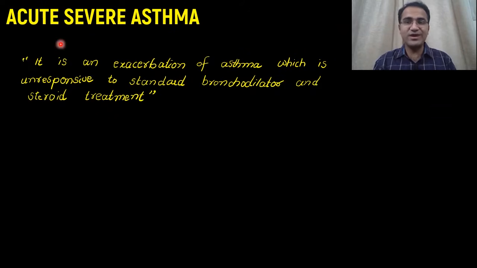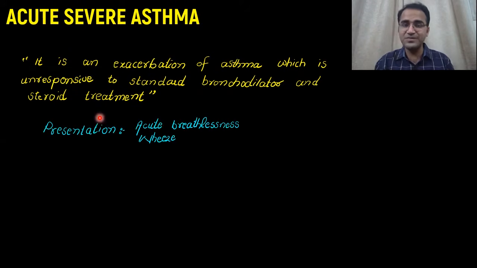What is acute severe asthma? Acute severe asthma is an exacerbation of asthma which is unresponsive to standard bronchodilator and steroid treatment. This patient is a diagnosed case of asthma and presents to you in the emergency department with acute exacerbation, and you try to treat that patient with standard bronchodilator and steroid therapy, but that patient is not getting better. That is called acute severe asthma.